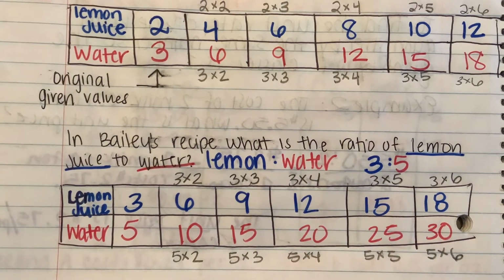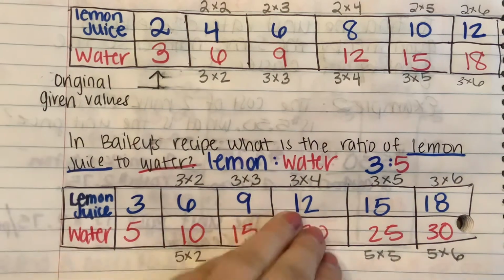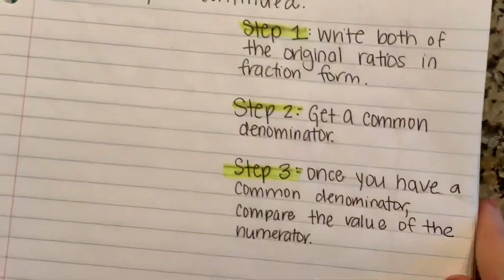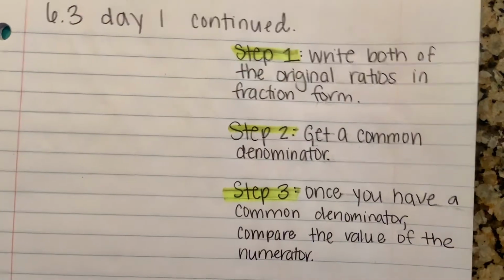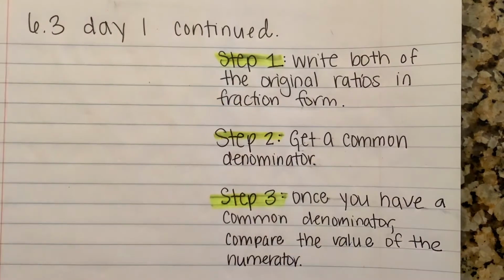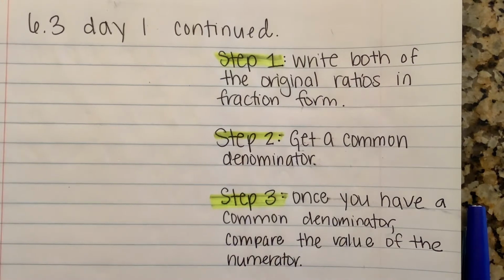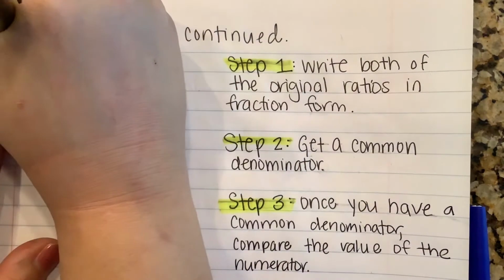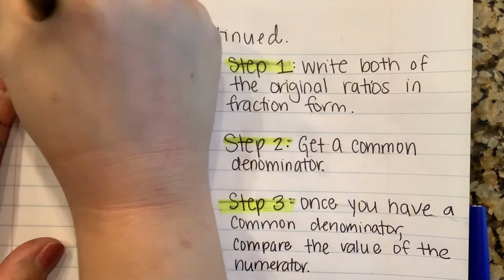Okay, we are going to look at creating equivalent ratios using fractions. So I want you to pause the video and get these 3 steps written down. Once you have those 3 steps written down, we're going to go over the mathematical side of it. So let's take a look. This is example 2. We are creating equivalent ratios in fraction form.